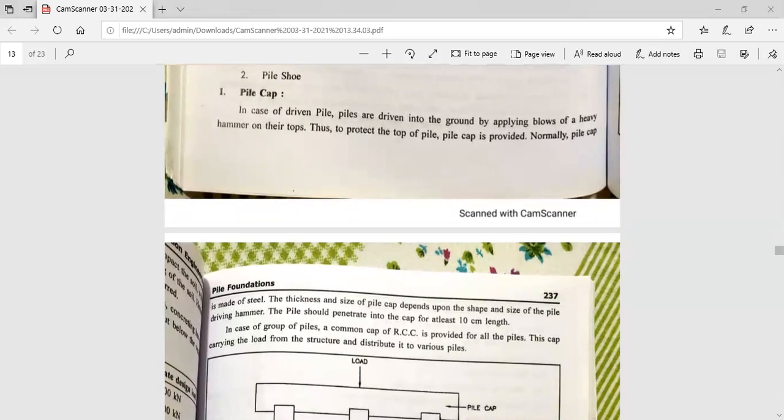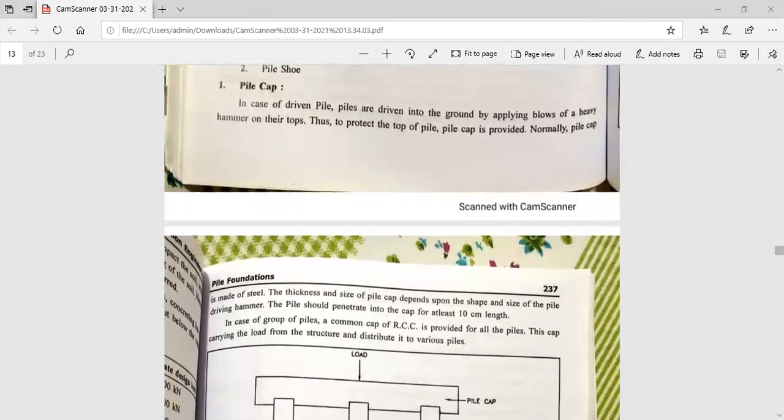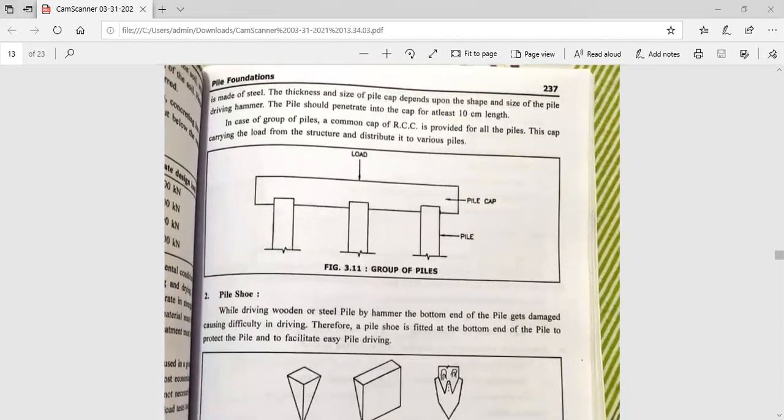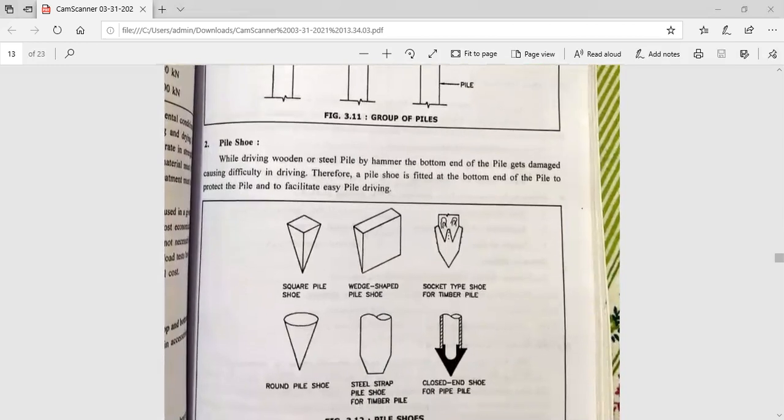Normally the pile cap is made of steel, and the thickness and size of pile cap mainly depend on the shape and size of the pile driving hammer, and the pile should penetrate into the cap at least 10 centimeters. In case of a group of piles, a common cap of RCC is provided for all of the piles. This cap carries the load from the structure and distributes it equally to the various piles, as you can see in this figure. Next is the pile shoe.